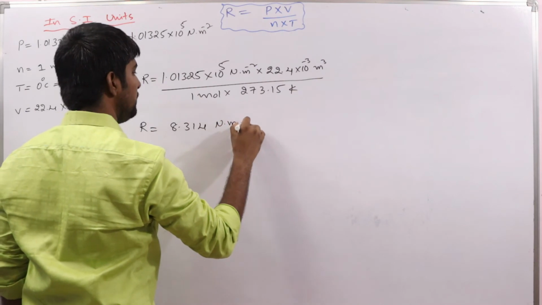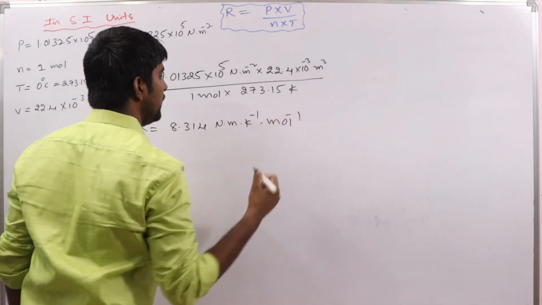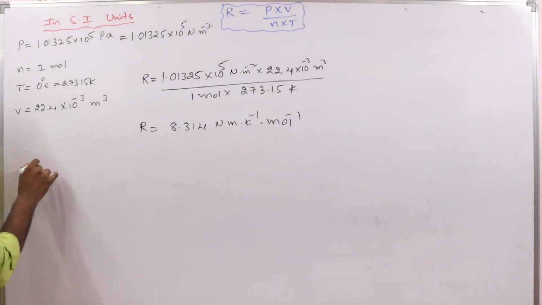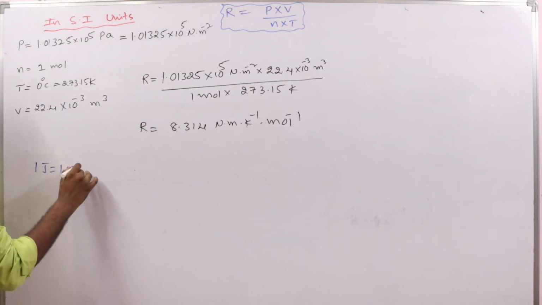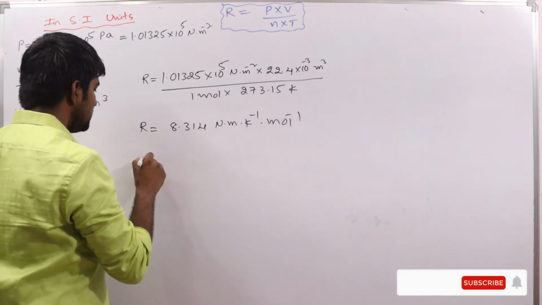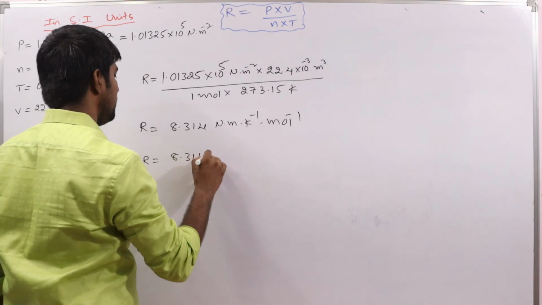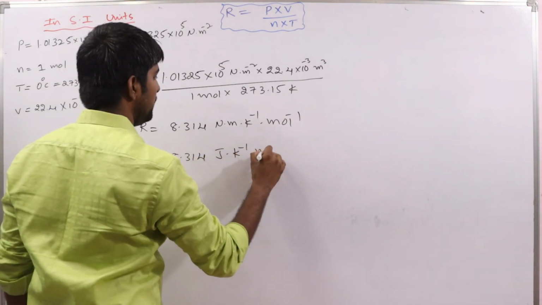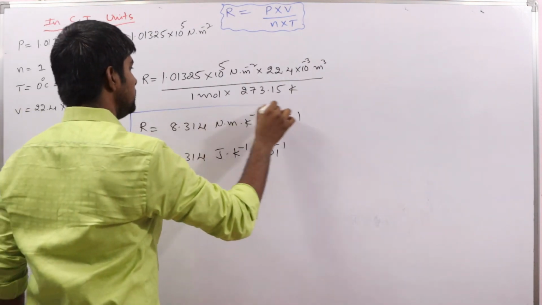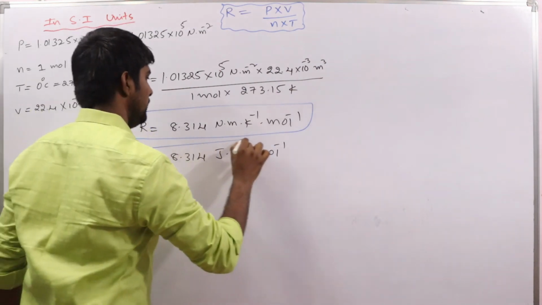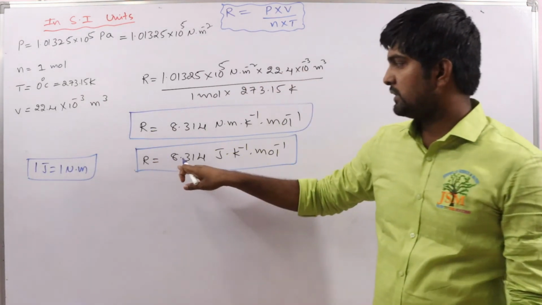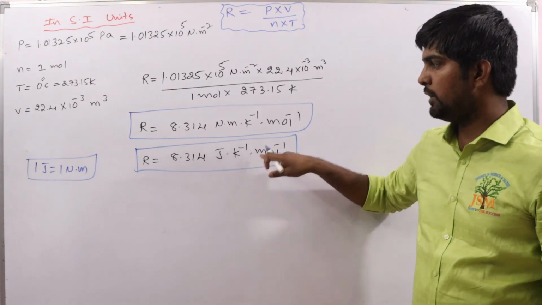Okay, so after simplification we get 8.314 Newton meter per Kelvin per mole. So we know one expression, that is 1 joule equals 1 Newton meter. So if you substitute here, we get R is also equal to 8.314 joule per Kelvin per mole. So this is the value of R in the SI units. Generally we use this one in chemistry, that is R is equal to 8.314 joule per Kelvin per mole.